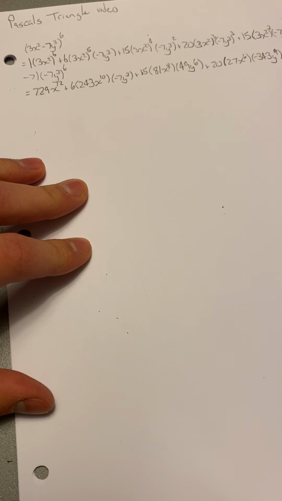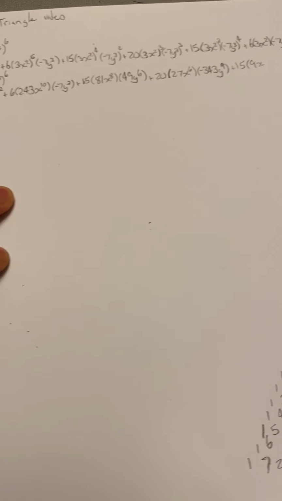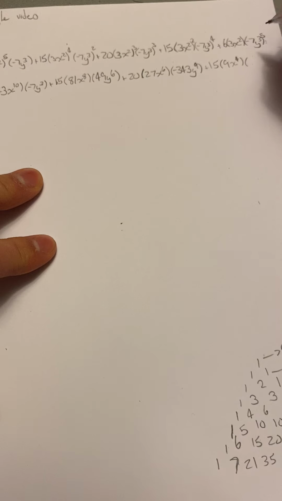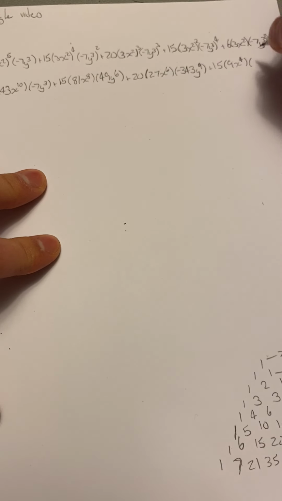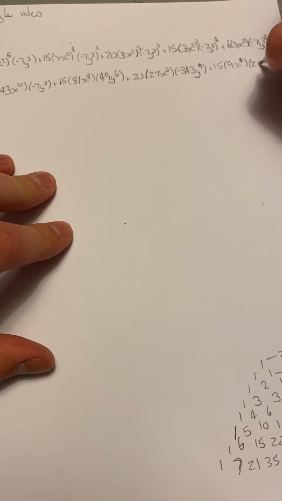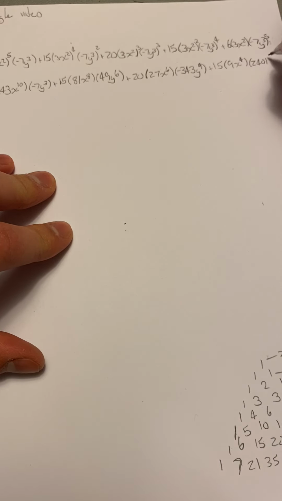3 to the 2 is 9. x, 2 times 2 is 4. And the y value, negative 7 to the 4, the exponent's even, so it's going to be a positive number, which is 2,401 y to the 12.